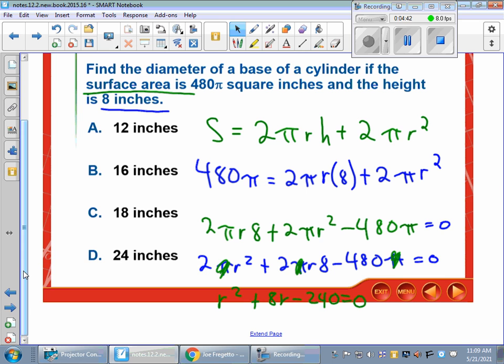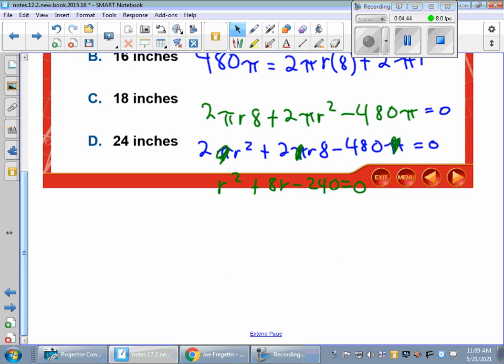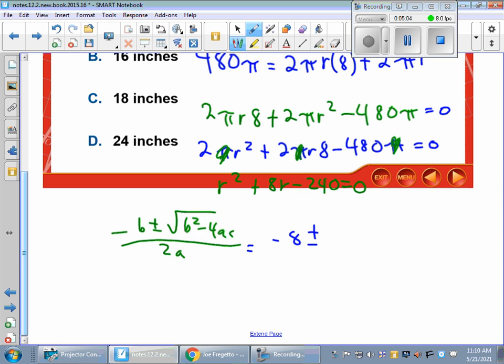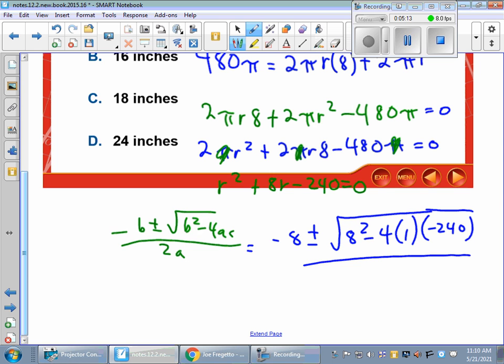Now again, it's up to you how you solve this, whether you're doing the factor sum or the quadratic formula. Use whatever method you're comfortable with and familiar with. We're going to go here: negative 8 plus and minus the square root of 8 squared minus 4 times 1 times negative 240, all over 2 times 1, which is 2.